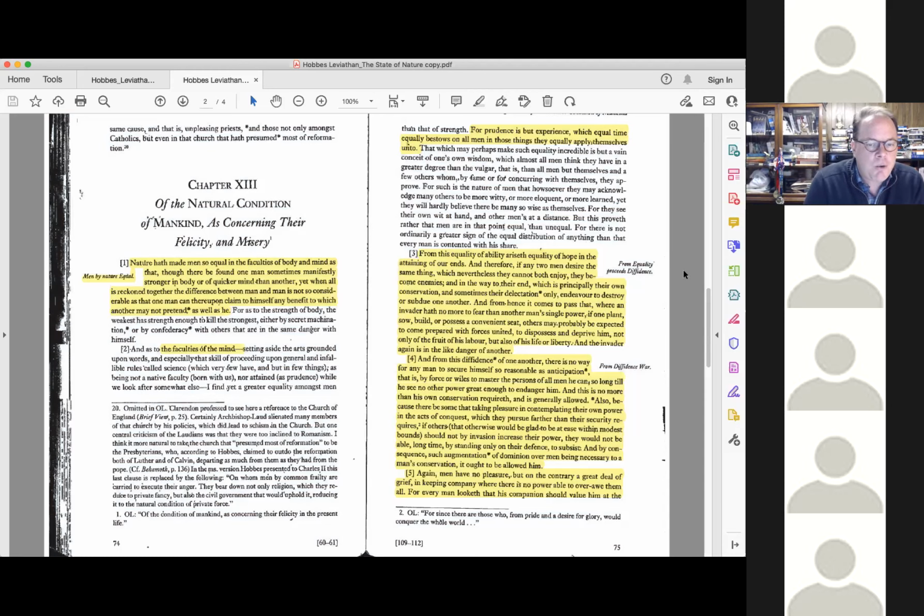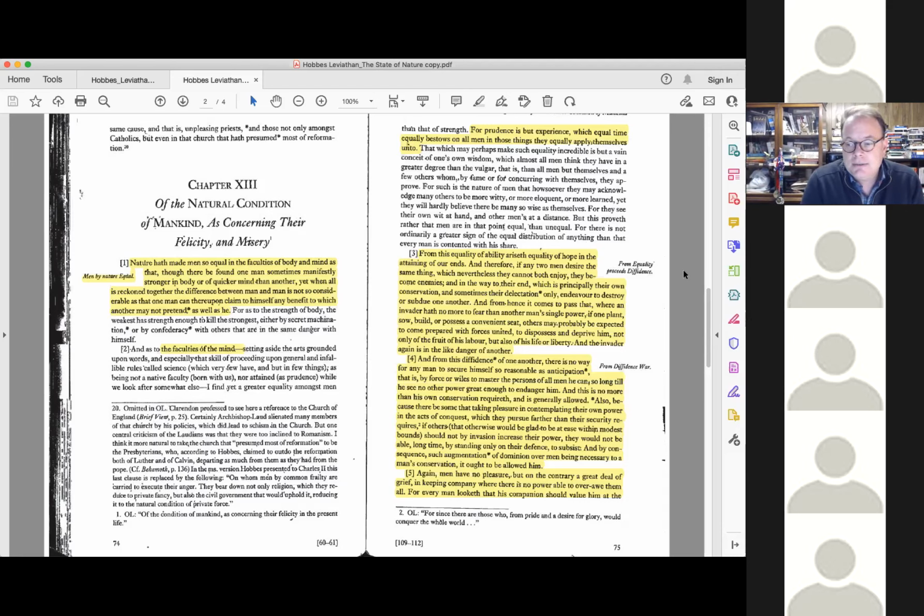So from this equality of power, ability, power, all the same thing, arises equal hope of each party attaining their own ends. What are our ends? They're just our goals, the things we want, right? All right, you keep going.